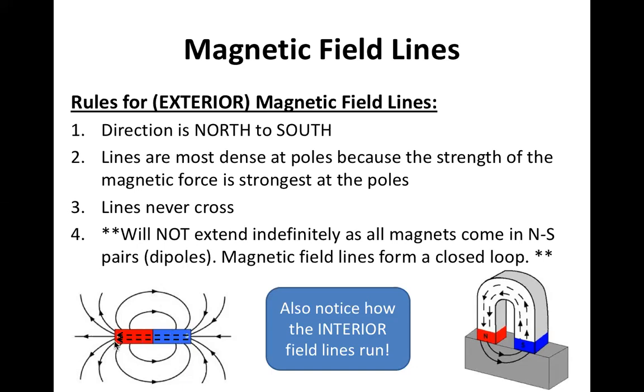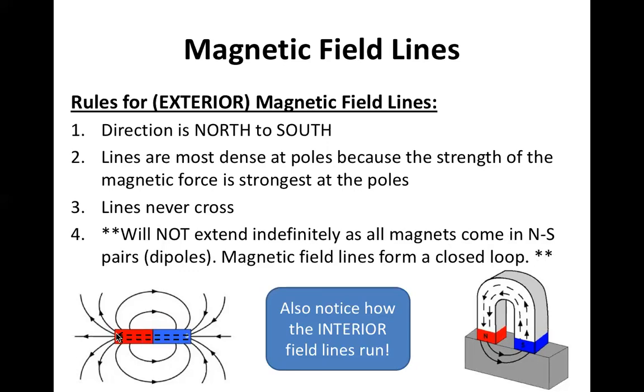So with a bar magnet, if we are close to the North Pole, you have a higher force of repulsion or attraction. Notice these lines never cross. This is the same with all field line diagrams: gravitational, electric, magnetic. And magnetic field lines will not extend indefinitely, as all magnets come in north-south pairs, or dipoles. Magnetic field lines form a closed loop.